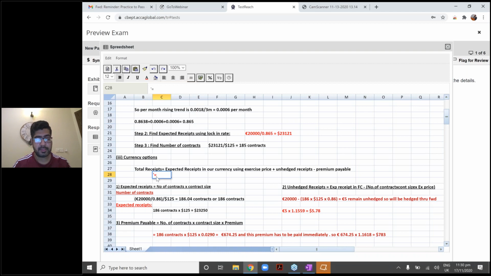The expected receipts, which is $23250 number one, plus unhedged, that is $5.78, minus the premium payable, that's $783. So the final answer would be 23250 plus 5.78 minus 783, it's 22473.